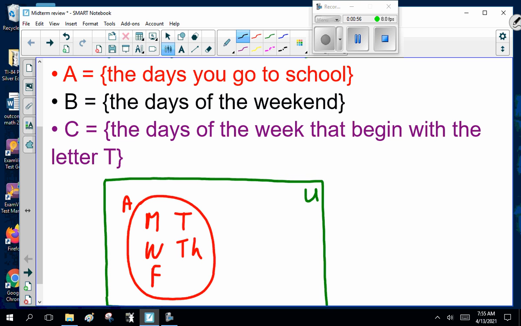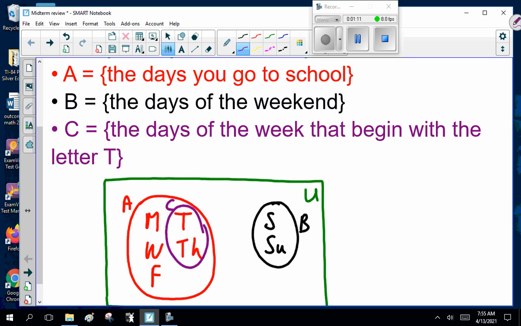Set B, days of the weekend. Saturday, Sunday. Set B. And then set C, days of the week that begin with the letter T. Okay, and there we go. And note there's nothing outside A, B, and C. There's nothing left over.